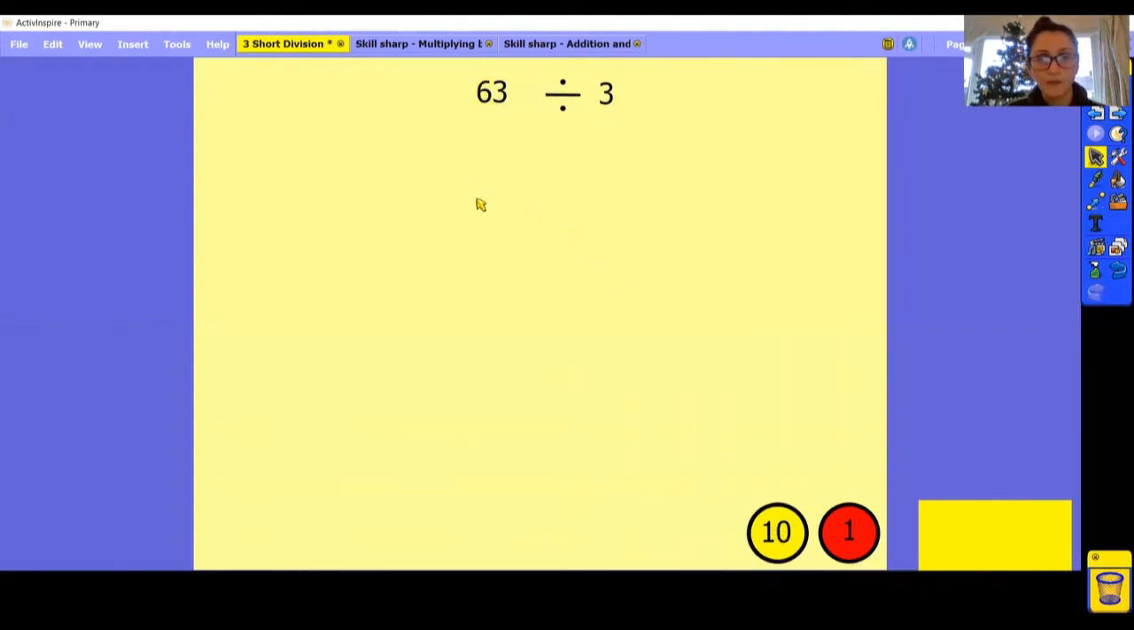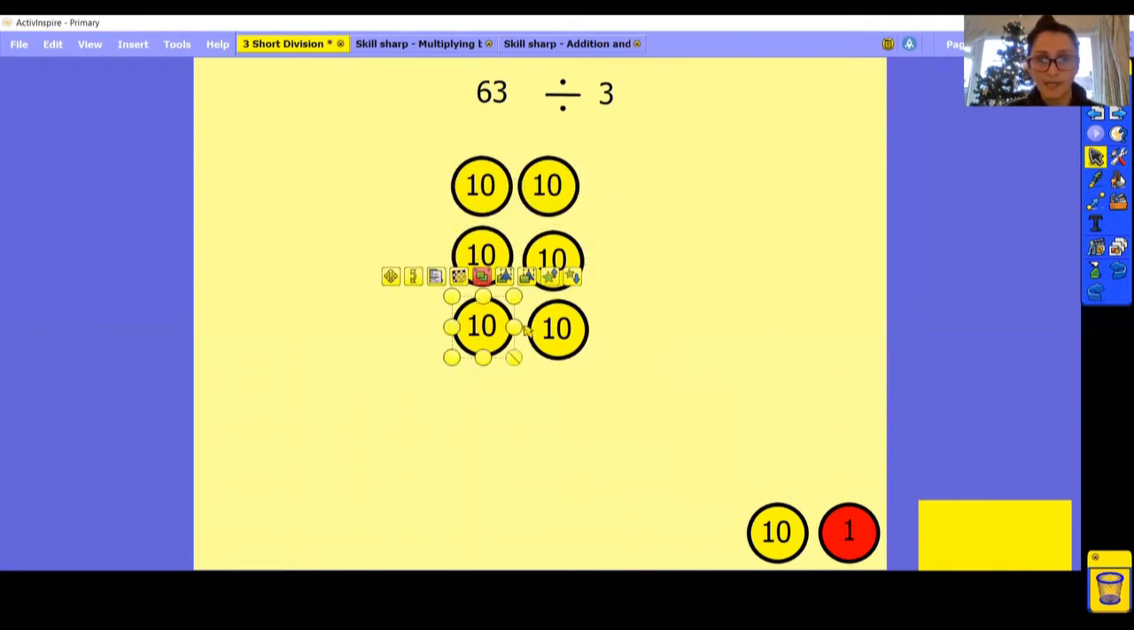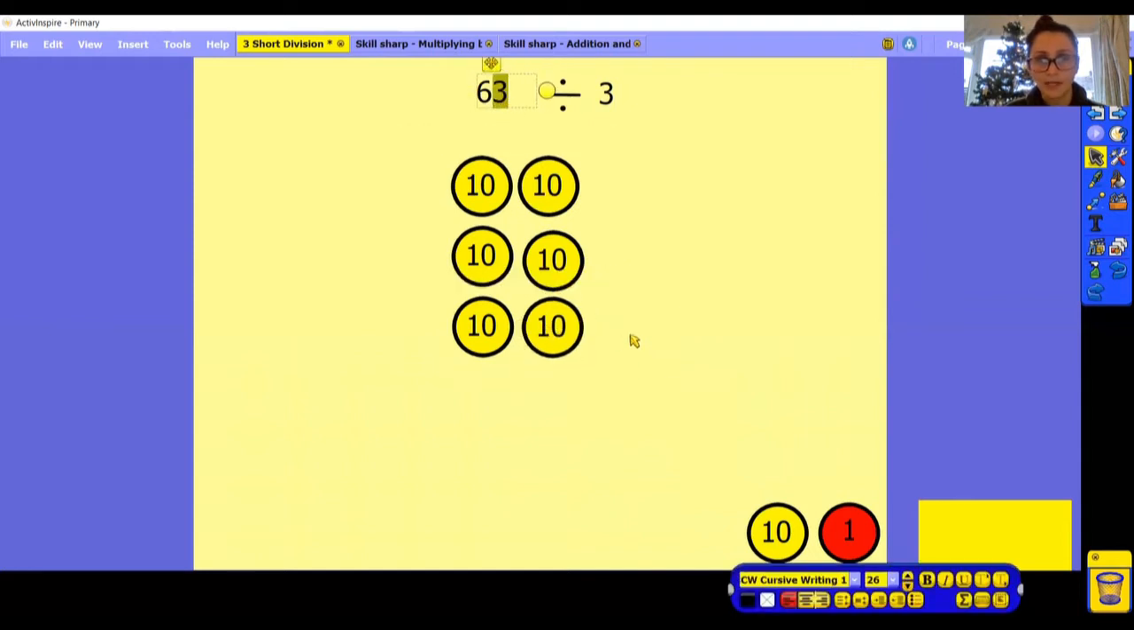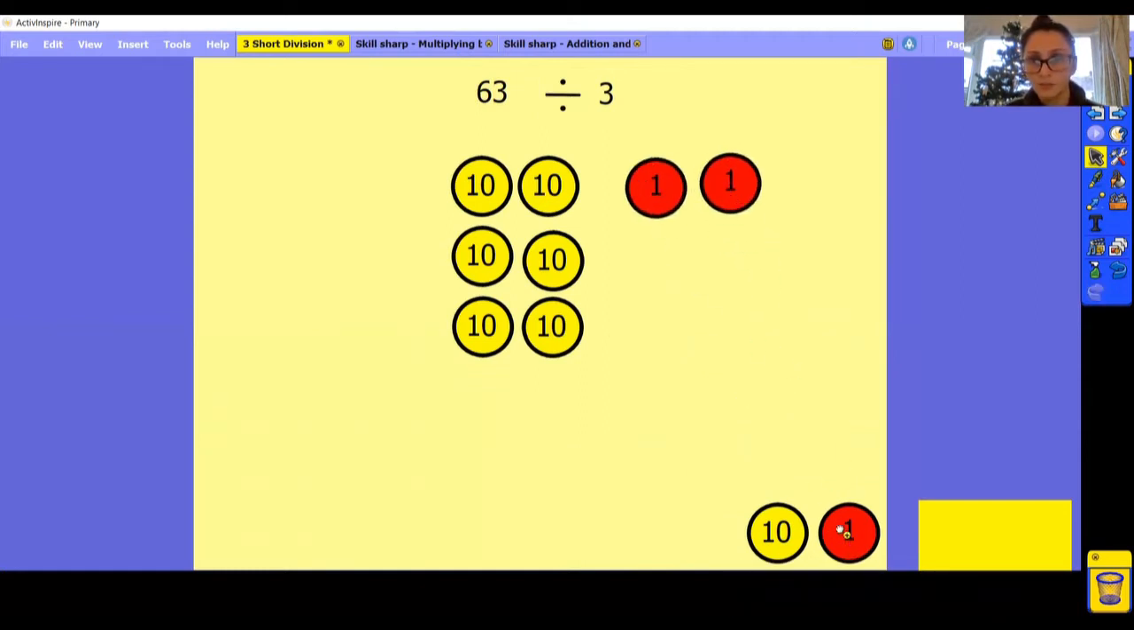Well done if you said 6 10s. So you need 1, 2, 3, 4, 5, 6. Remember, these are 10s though. So we've got 10, 20, 30, 40, 50, 60. And how many 1s do we need? Well done if you said we need 3 1s. So we've got 1, 2, 3.